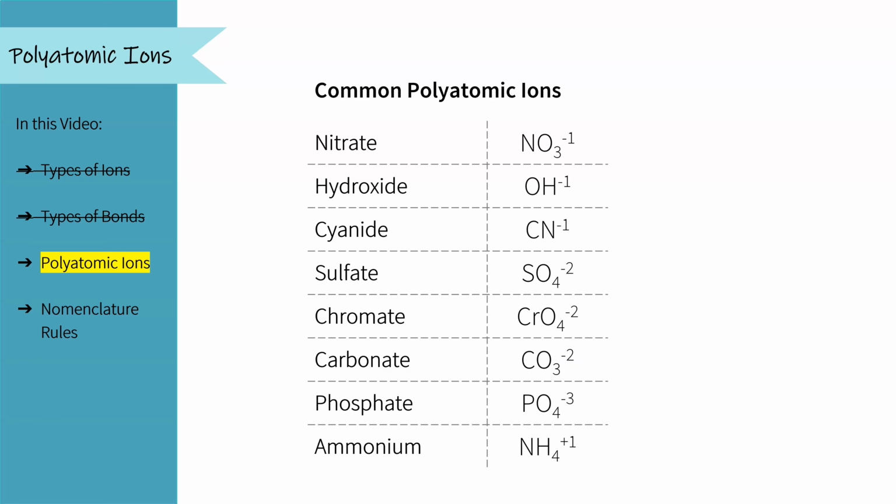Here's a list of common polyatomic ions and the ones that you'll see in this class. I'm going to say the names out loud to help you with the pronunciation, but I recommend that you come back to this list frequently. Nitrate is NO3 with a -1 charge. Hydroxide is OH with a -1 charge. Cyanide is CN with a -1 charge. Sulfate is SO4 with a -2 charge. Chromate is CrO4 with a -2 charge. Carbonate is CO3 with a -2 charge. Phosphate is PO4 with a -3 charge. And ammonium is NH4 with a +1 charge. This will be our only cation polyatomic ion.